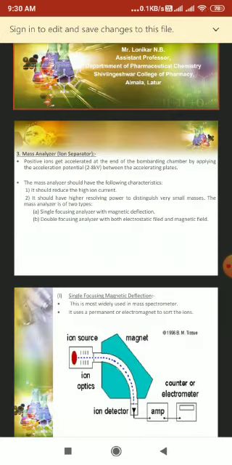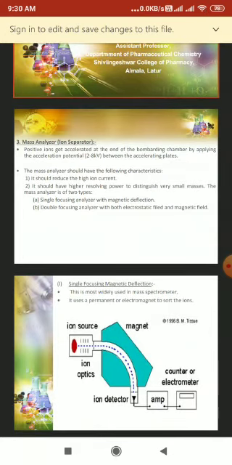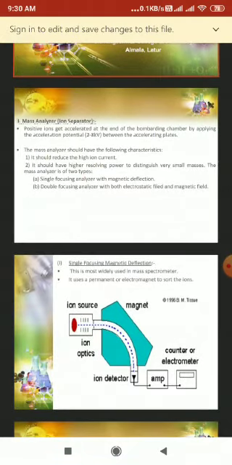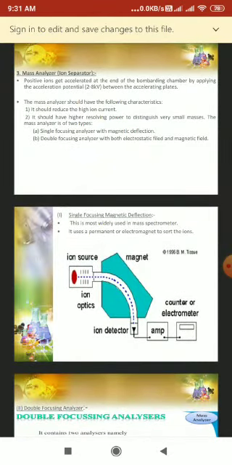The mass analyzer should have the following characteristics. First, it should reduce the high ion current, and second, it should have higher resolving power to distinguish very small masses. The mass analyzer is of two types. First is the single focusing analyzer with magnetic deflection, and second is the double focusing analyzer with both electrostatic field and magnetic field. The first type is single focusing with magnetic deflection.